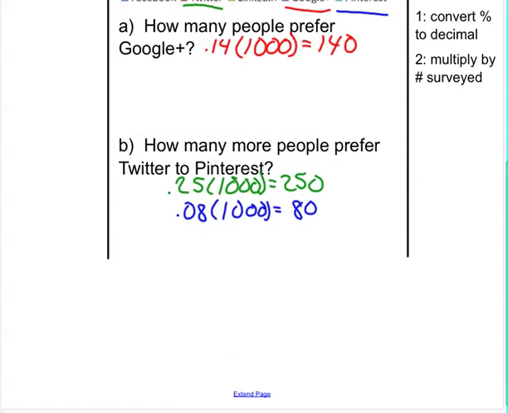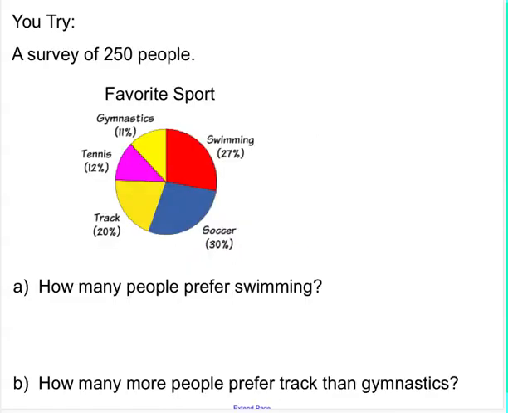So to find the difference, we subtract. 250 people preferred Twitter minus the 80 that preferred Pinterest, and we get a difference of 170 more people preferred Twitter. And here are your try questions.